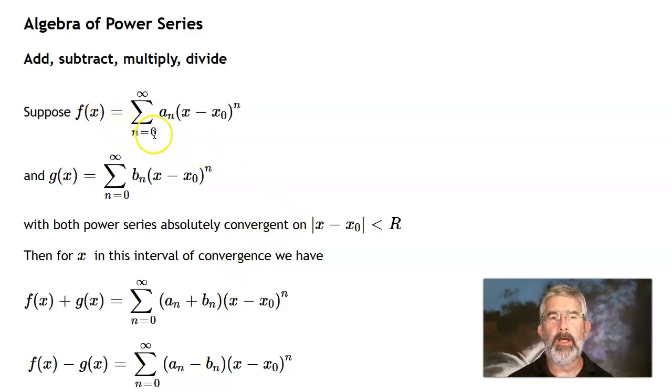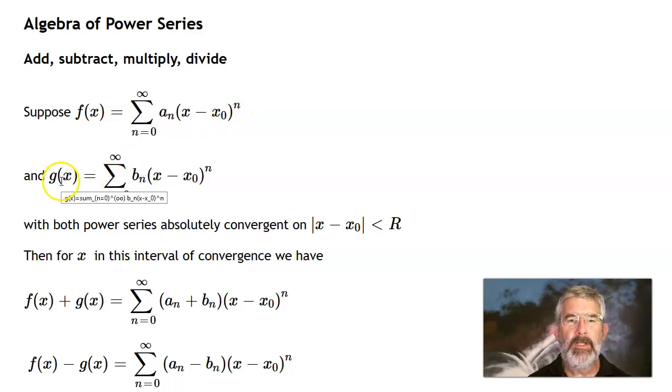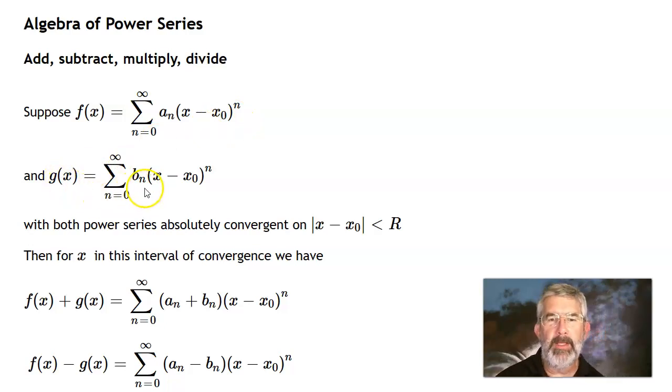So f of x, I'm going to have the sum n equals 0 to infinity of a_n (x minus x0) to the n, and g is the same except that I have b_n's here instead of a_n's. So they're both power series, potentially different coefficients in front of the powers of x minus x0. And I also want to assume that both of them are convergent within the interval from x0 minus r to x0 plus r for some non-zero r.